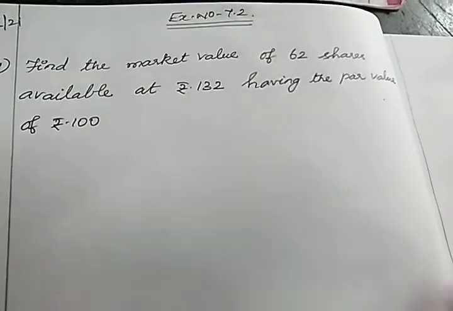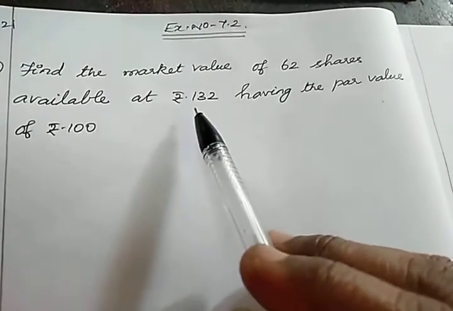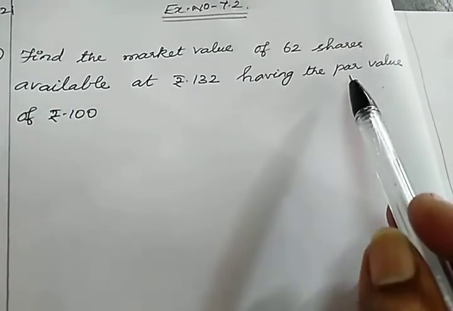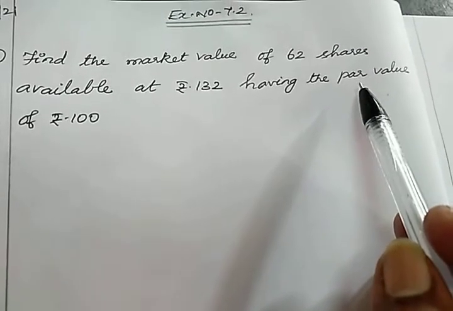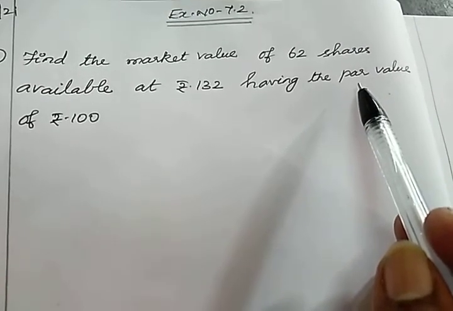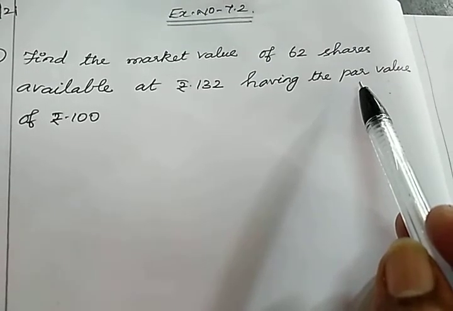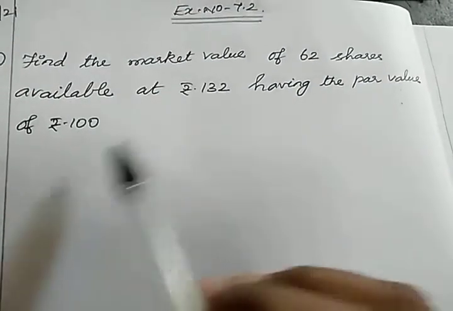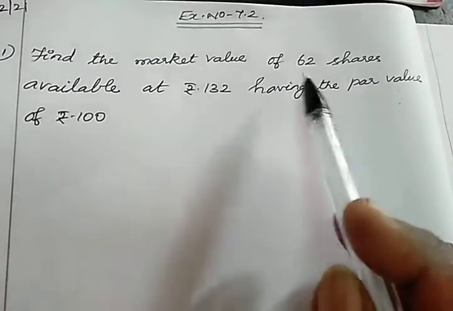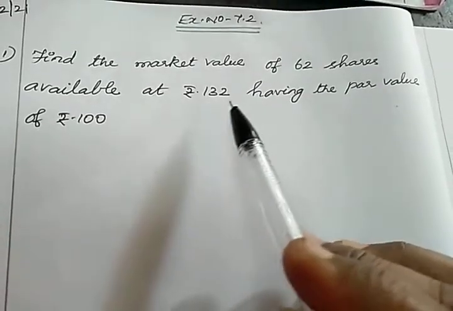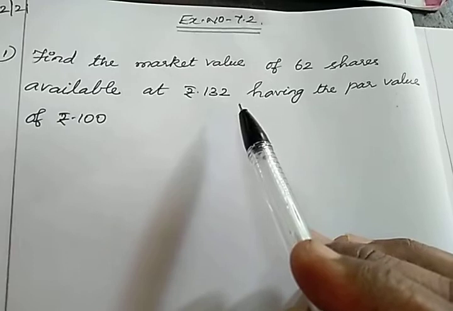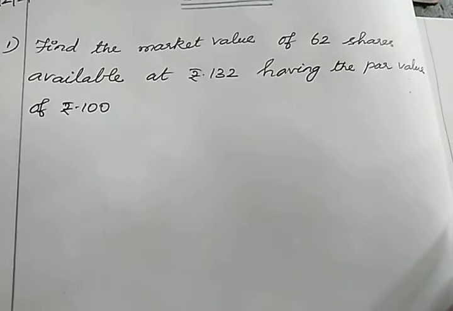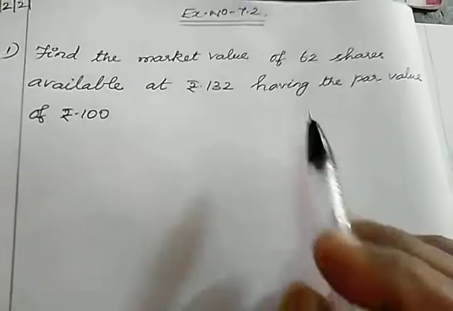So first sum: find the market value of 62 shares available at rupees 132 having par value of rupees 100. Par value and face value are both the same. A company fixing the rate of a share calls it the face value or par value. So a share is fixed at rupees 100 per share. There are totally 62 shares, of which each share is available at 132 rupees. That is the selling price of each share. So what is the amount we are getting totally after selling 62 shares?